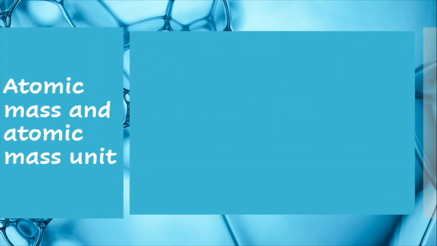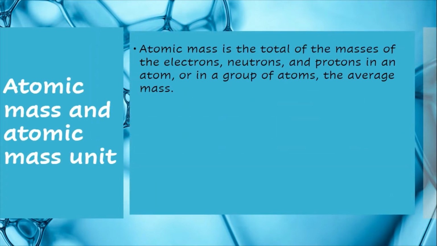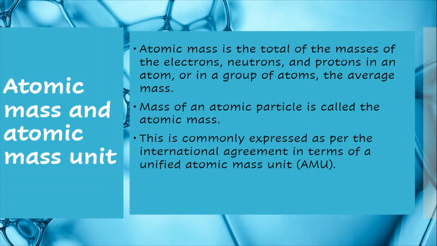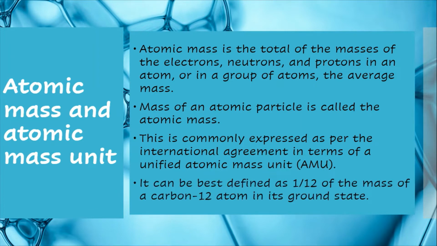Atomic mass and atomic mass unit. Atomic mass is the total of the mass of electrons, neutrons and protons in an atom or in a group of atoms, the average mass. The mass of an atomic particle is called the atomic mass. This is commonly expressed, as per the international agreement, in terms of a unified mass unit, u. It can be best defined as 1/12 of the mass of a carbon-12 atom in its ground state. First it was hydrogen, then it was changed to oxygen, then after that it was changed to carbon.